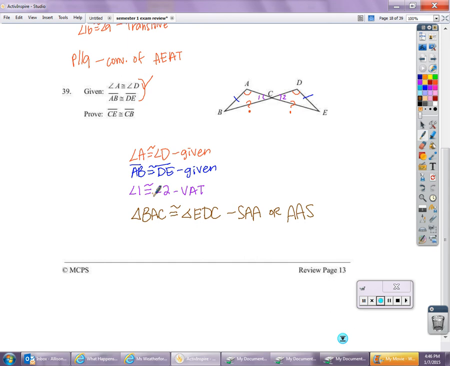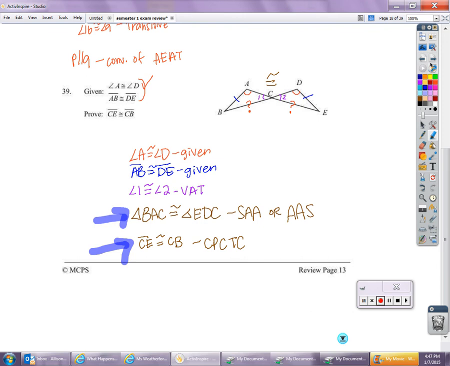Alright, next, I want to bring in my question. So why is CE the same as CB? Well, because the triangles are congruent, everything about them is the same. They have 3 sides that are the same and 3 angles which are the same because of CPCTC. Alright, so to me this is a CP proof. You show that the triangles are congruent and then you use CP.